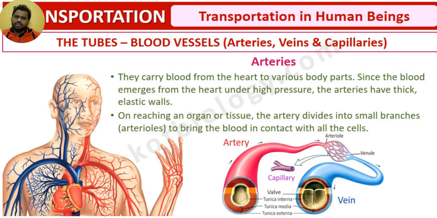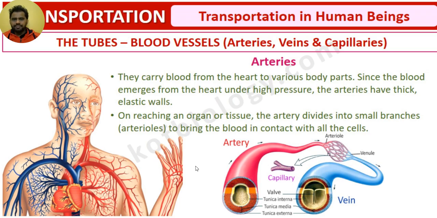Since the blood emerges from the heart under high pressure, since it is getting pumped, the arteries have thick elastic walls. Now this question can be asked in board exams, like why does the artery have thick elastic walls? This is the reason: because they carry blood from the heart to various body parts, and the blood emerges from the heart under high pressure. On reaching an organ or tissue, the artery divides into small branches, known as arterioles, to bring the blood in contact with all the cells. See, in the artery the blood is going, this is the arteriole, this is the venule, this is the vein.